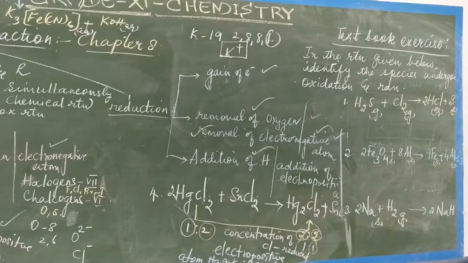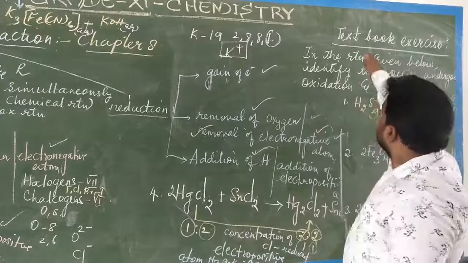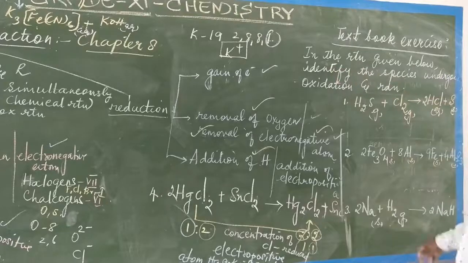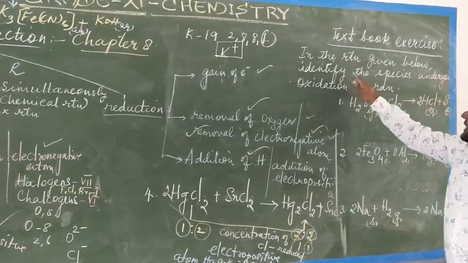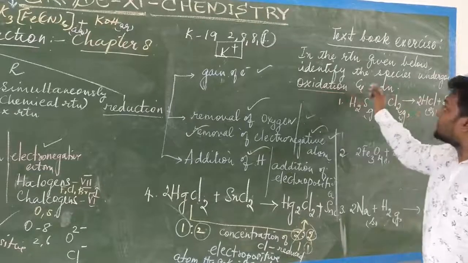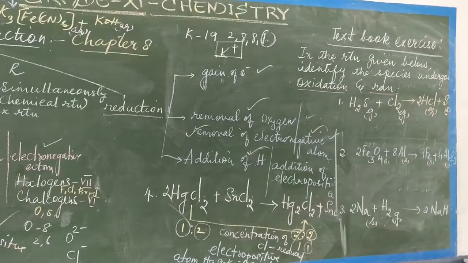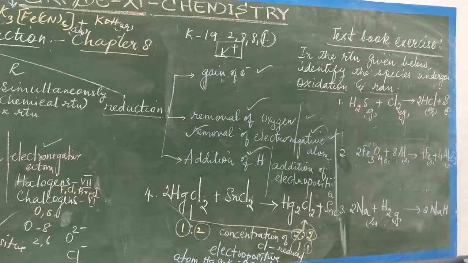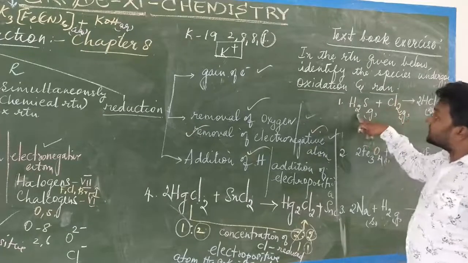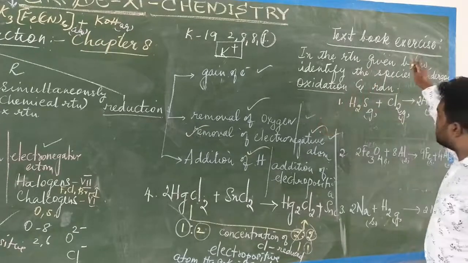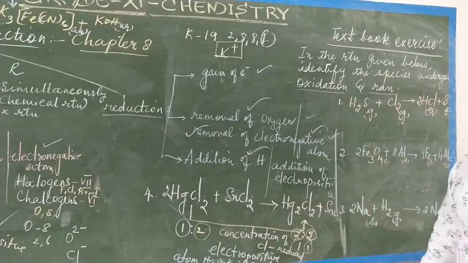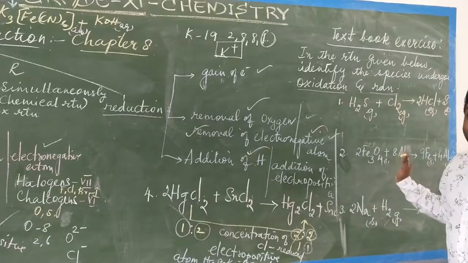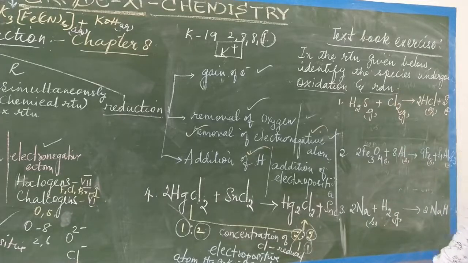Now see the exercise based on oxidation reduction. In your textbook they have given you three reactions. In the reaction given below, identify the species that undergoes oxidation and reduction. We have to identify which species is undergoing oxidation and which species is undergoing reduction. That is the question. You can expect such questions in your competitive examination, so ensure that you are getting thorough.